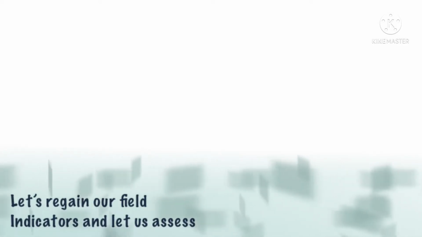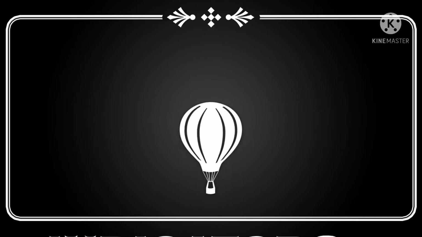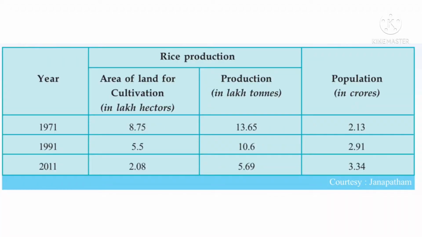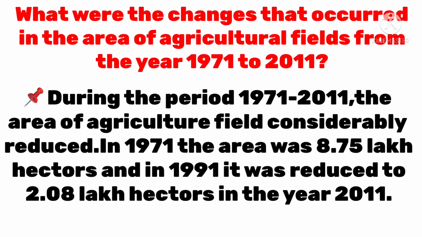Chapter 3. Let's regain our field. Questions 1. What were the changes that occurred in the area of agricultural fields from the year 1971 to 2011?